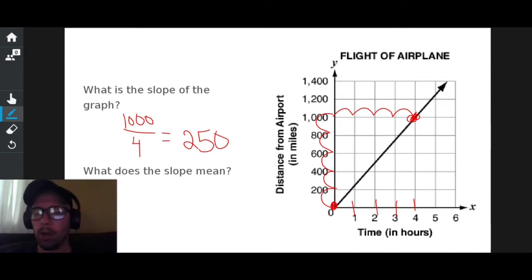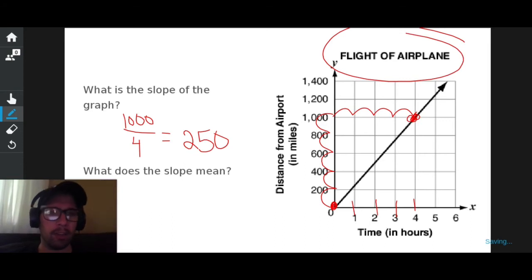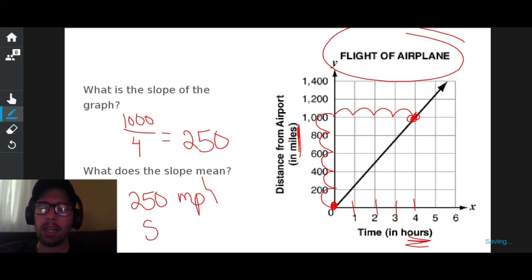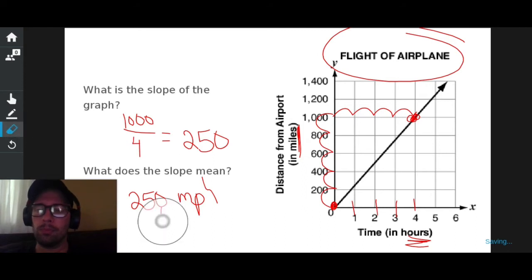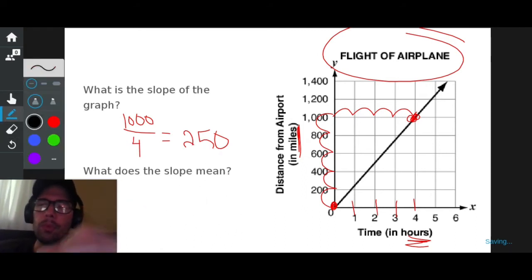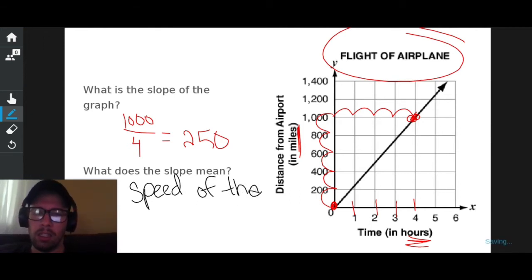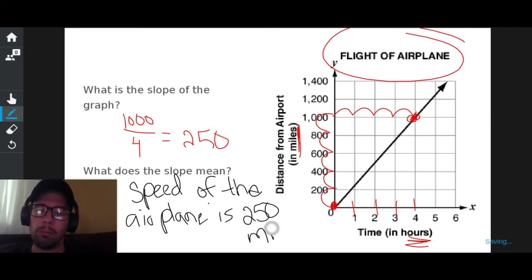What does the slope mean? All right, well, this is a problem that I stole from the internet, and it's talking about the flight of an airplane. My slope is rise over run, so miles over hours, miles per hour. So it looks like the speed of the airplane is 250 miles per hour. So I can write that. I'll make it a nice short sentence. The speed of the airplane is 250 miles per hour.